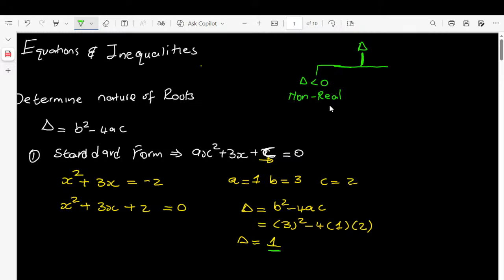Can you see the screen, guys? Yes, we can. Okay, great.